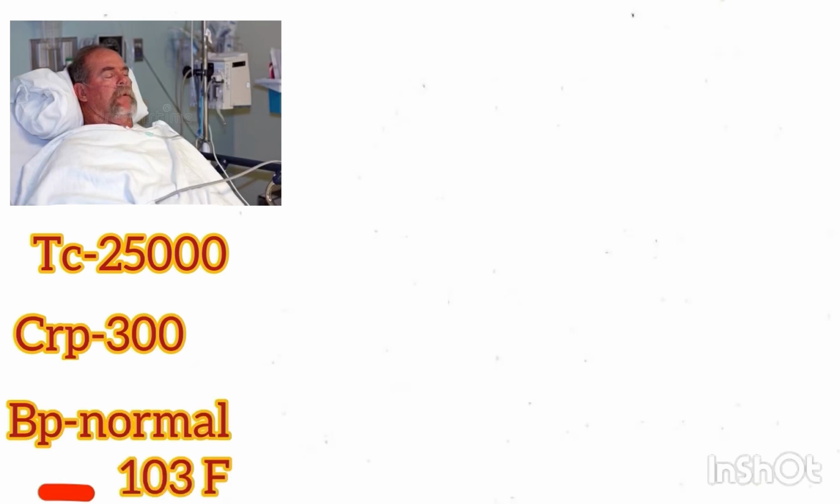So before discussing the new sepsis guidelines, let me show you two different patients admitted to the emergency department. Please go through the clinical details of these patients and try to answer a simple question. First patient, Robert, 60-year-old, admitted to the emergency department with high-grade fever, total count of 25,000, CRP 300, and a normal blood pressure, and a high-grade fever of 103.